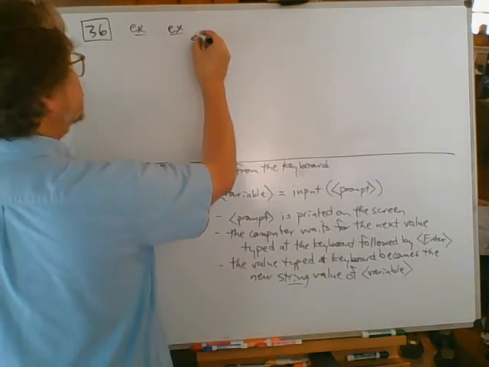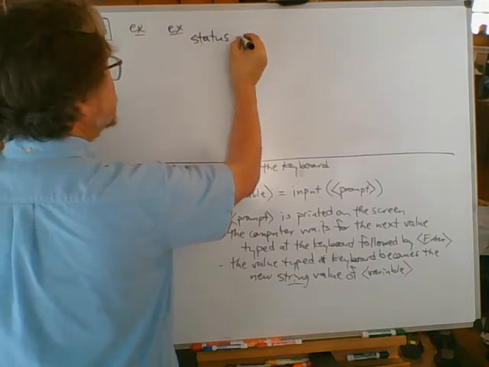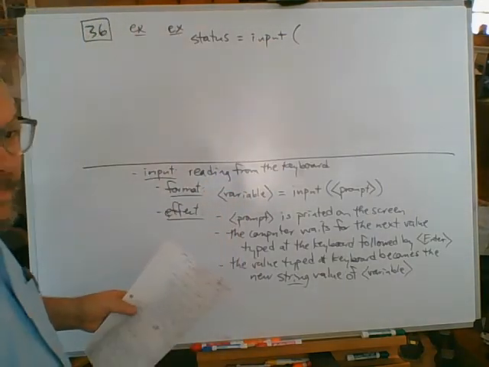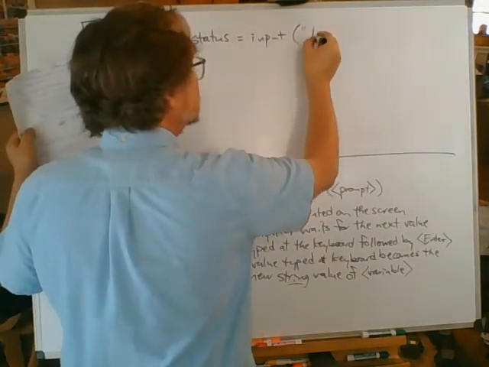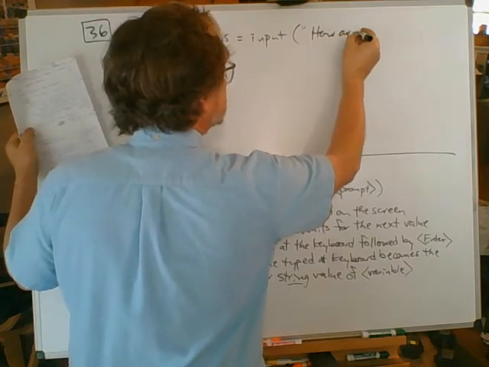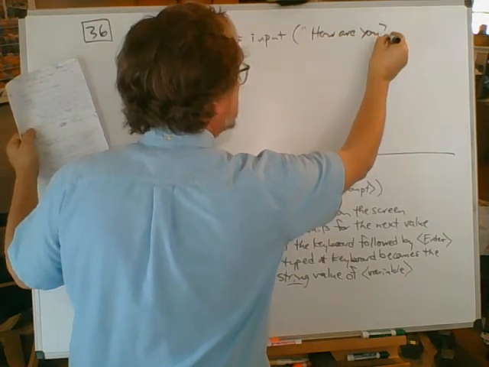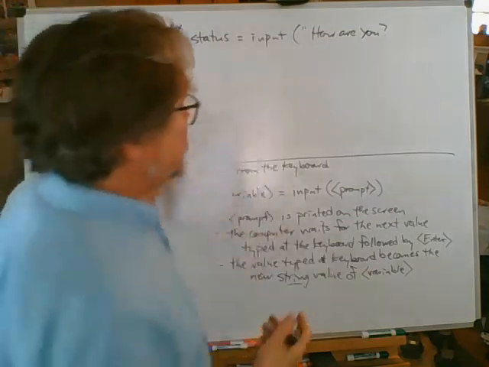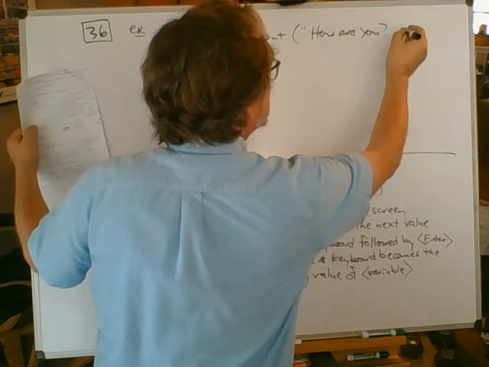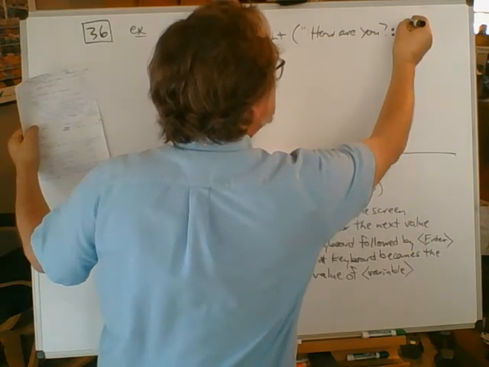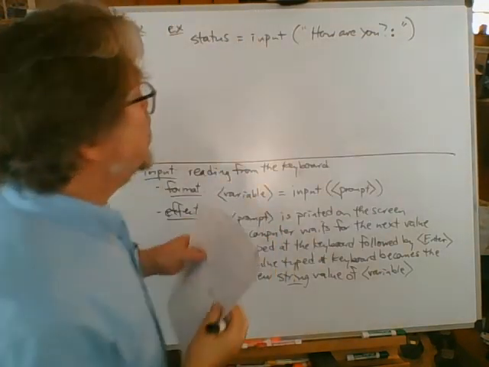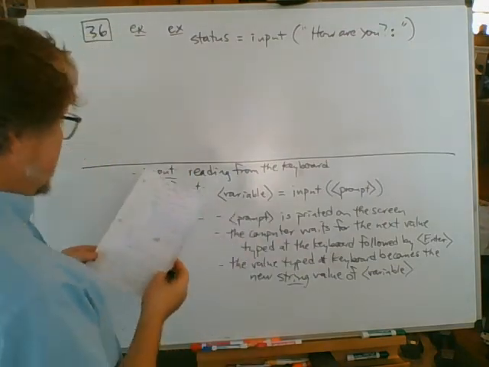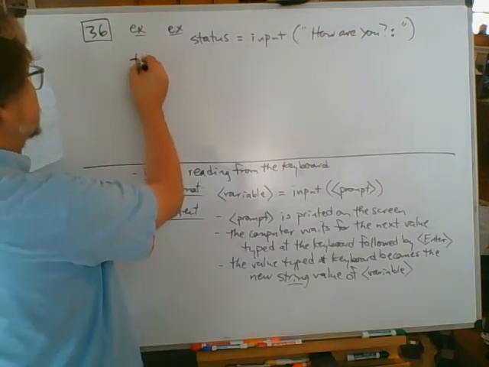Status equals input, parentheses, how are you? Question mark. Now, a convention, I don't know that it's a strongly held convention, but it's still a convention to put a colon. That kind of prompts our user, it lets our user know, I'm ready for you to type something now. So I'm going to put how are you question mark colon and then close off my quotes. And that's enough. That's enough to do a trace.